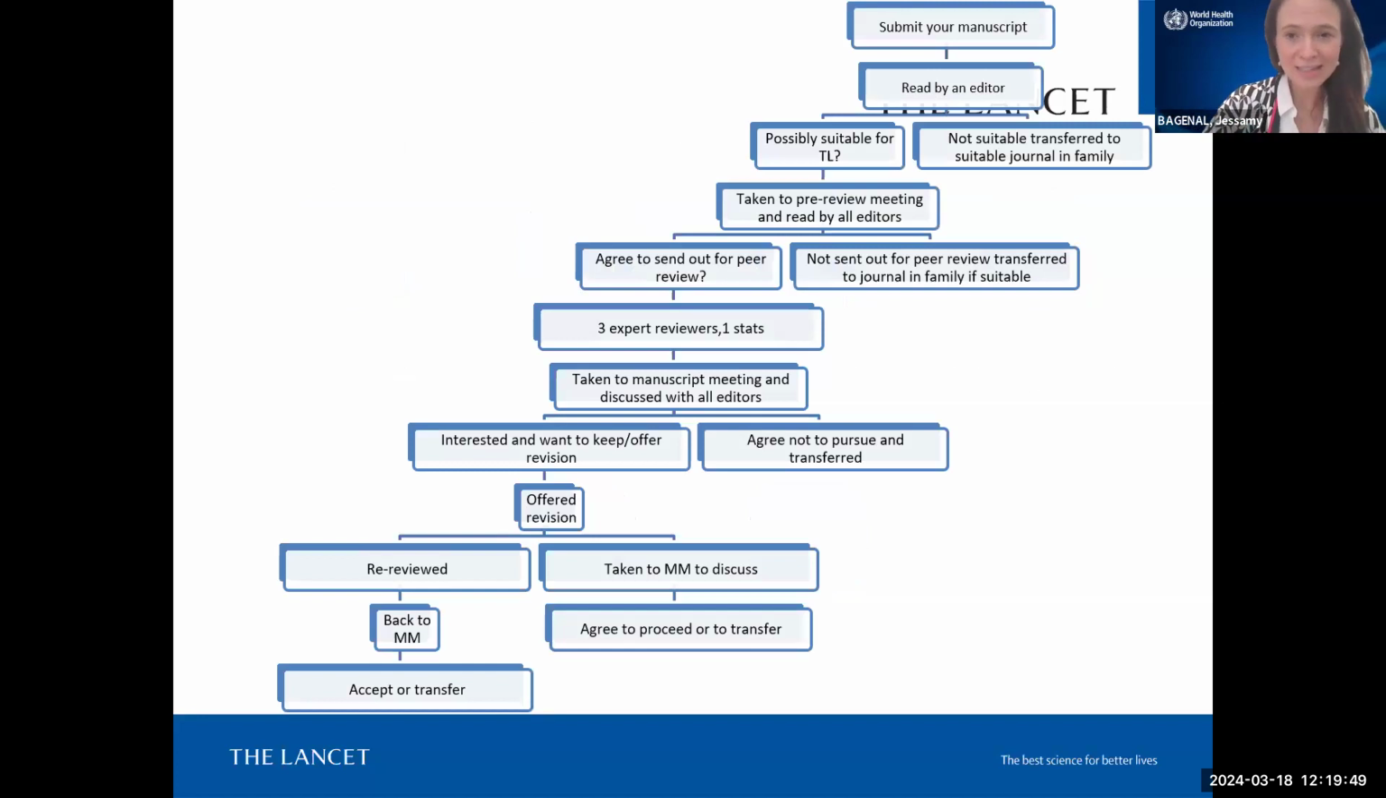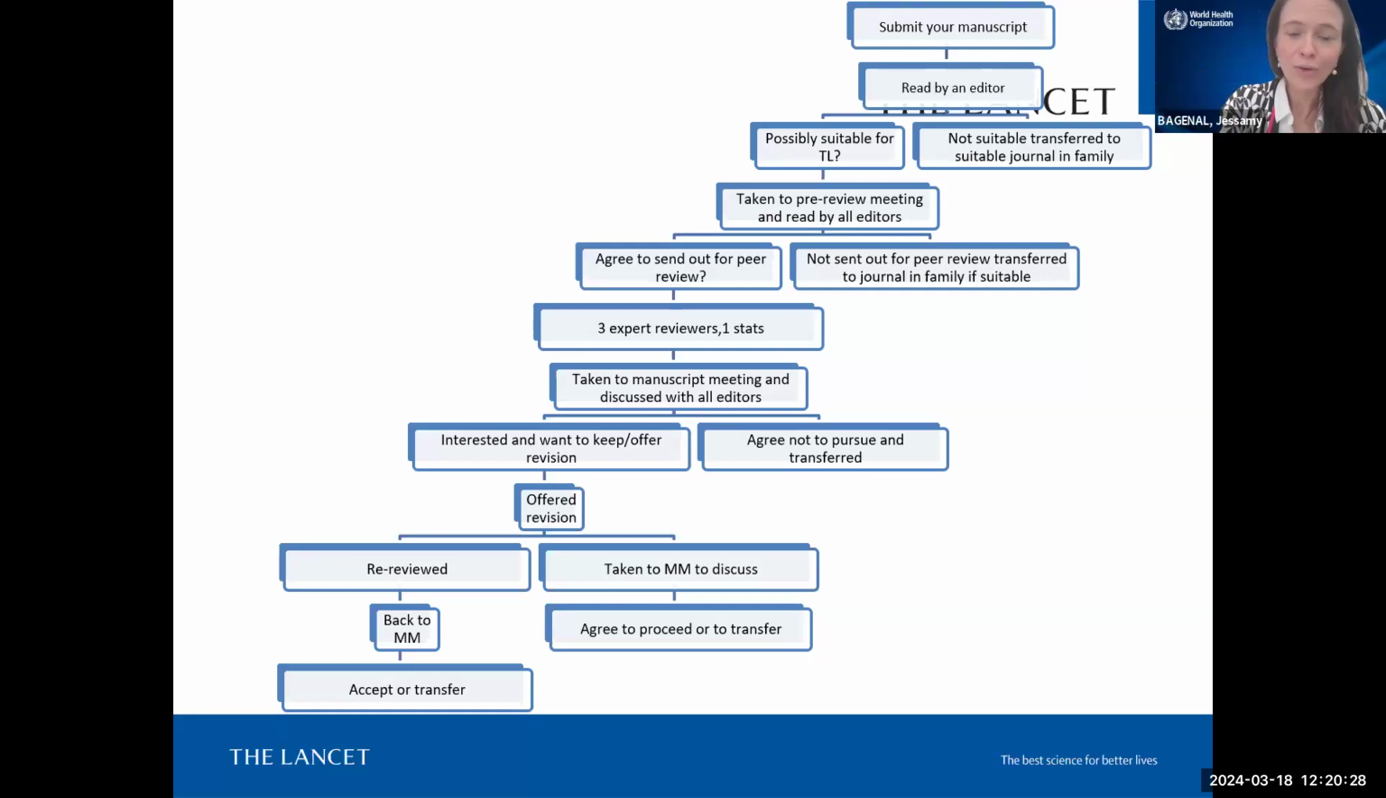This is a bit of a messy slide, but it essentially shows you what happens when your paper is submitted to the Lancet. So I'll just go through it because sometimes people find it interesting to know what's going on internally. So you submit your paper to the Lancet and it gets assigned to an editor and read by an editor. They decide whether it's possibly suitable for the Lancet or whether it's not suitable for the Lancet. If it's not suitable for the Lancet main journal, they'll suggest an alternative journal within the family. That might be the Lancet Child and Adolescent Health. It might be the Lancet Global Health, or some other place.